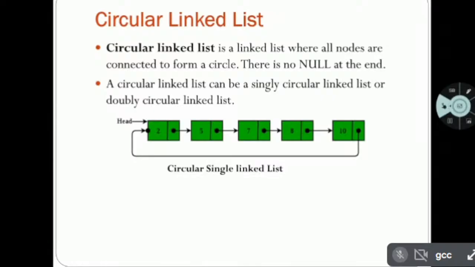A circular linked list is a list where all the nodes are connected in the form of a circle. There is no tail in the list.